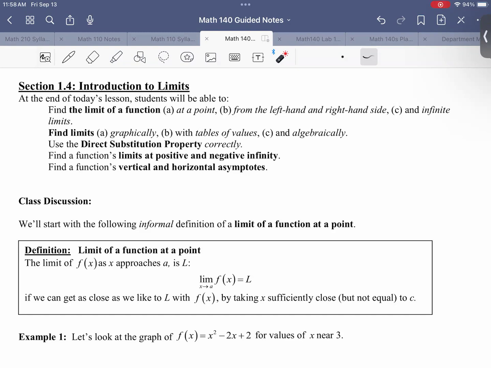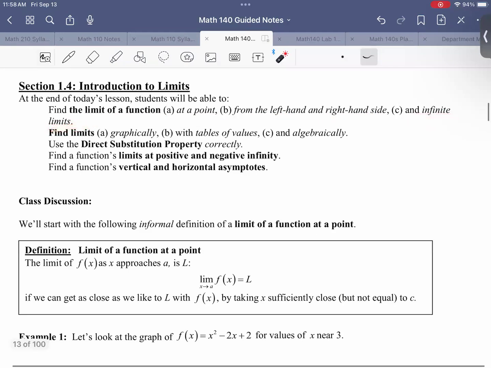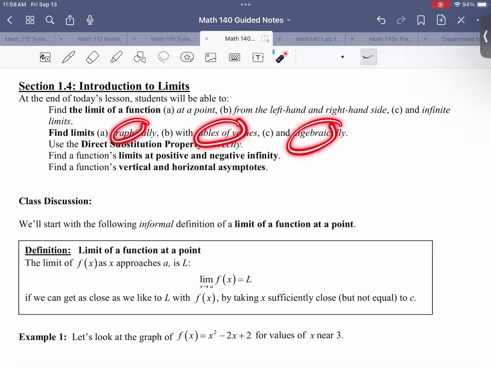The learning objectives for this section would be to find the limit of a function at a point from the left and right hand side, infinite limits, be able to find limits in three ways: graphically, table of values, and algebraically. Find limits using the direct substitution property correctly. Find limits at positive and negative infinity, and find functions' vertical and horizontal asymptotes using limits.